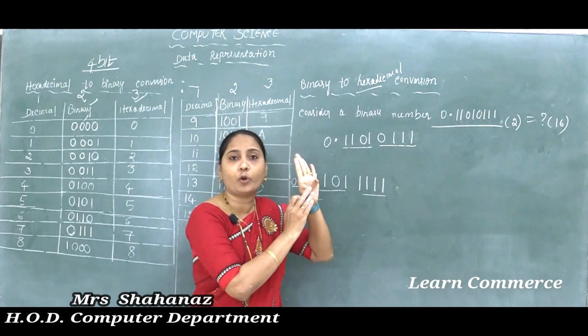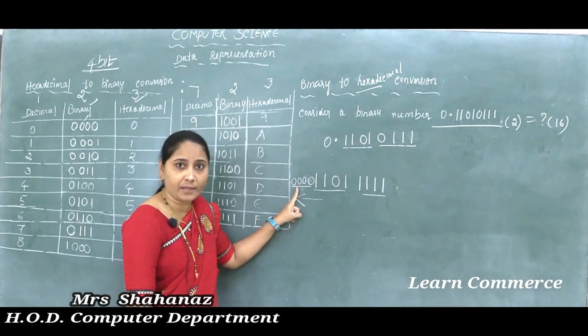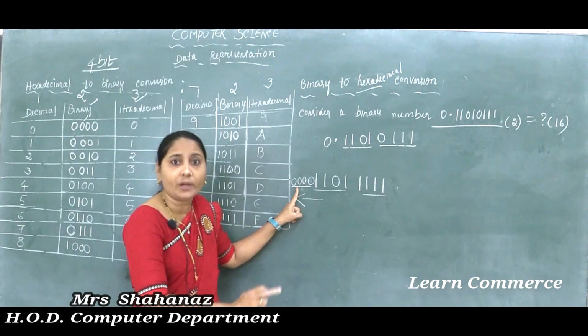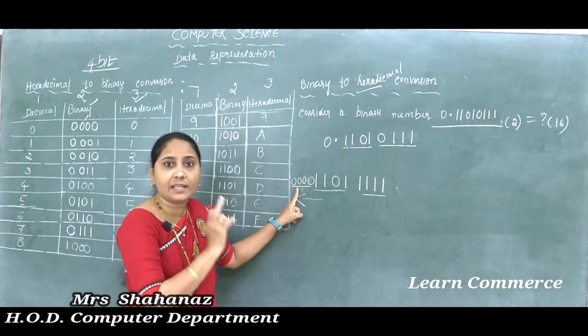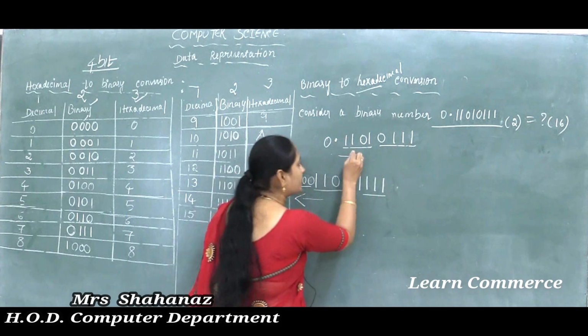Just to complete a grouping of 4 bits, you need to add a 0 in our MSB level here. If in our question they have given the fractional point, that means sure you need to add the 0 in our LSB level. Clear this one here? LSB level here.